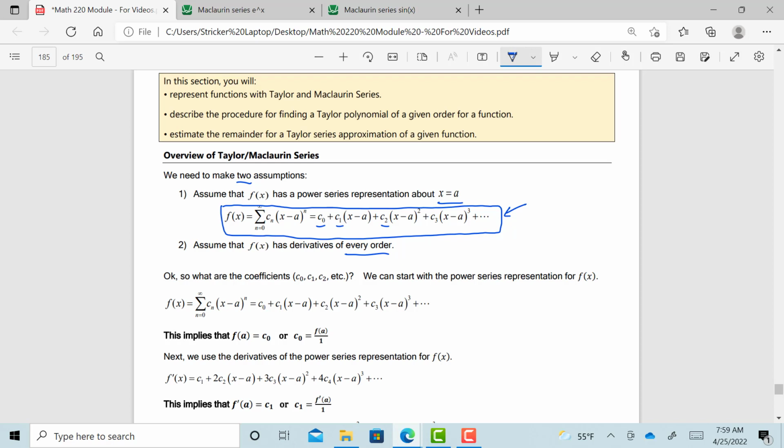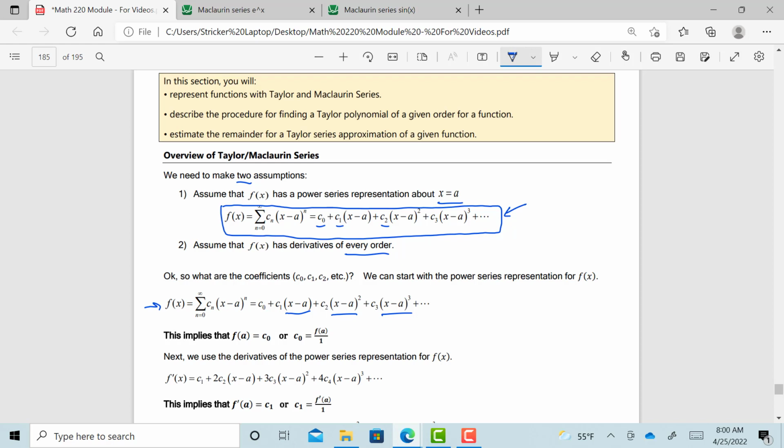So if we take our power series representation, if we just look at it, notice that every term except the first term has x minus a in it. So the second term has x minus a, the third term does, the fourth term does, and so on. They're all going to have x minus a to some power. The first term does not.